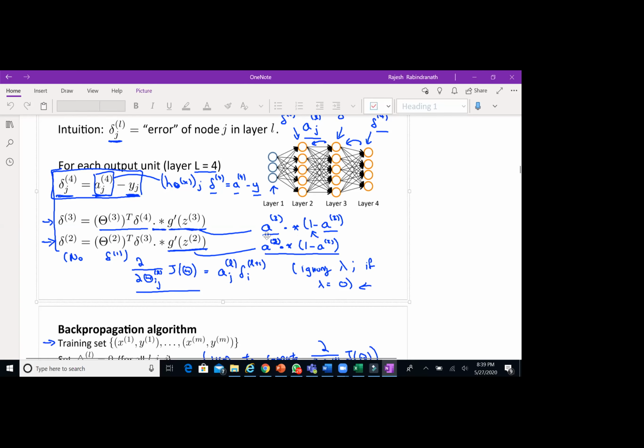This is the derived value. Don't worry about this. Just remember this. That's it. So A3 times element wise multiplication 1 minus A3. This is the formula. Just understand that this is how you calculate. So you calculate this error here and you propagate that error backwards.